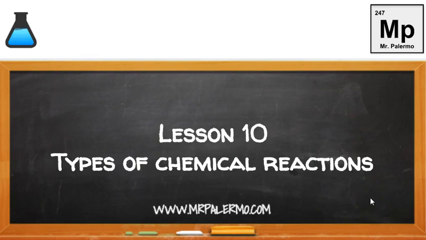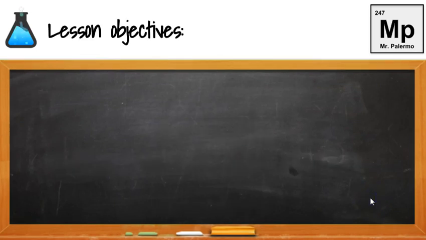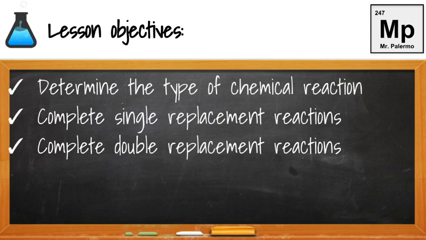Welcome to Lesson 10, Types of Chemical Reactions. Our lesson objectives: determine the type of chemical reaction, complete single replacement reactions, and complete double replacement reactions.